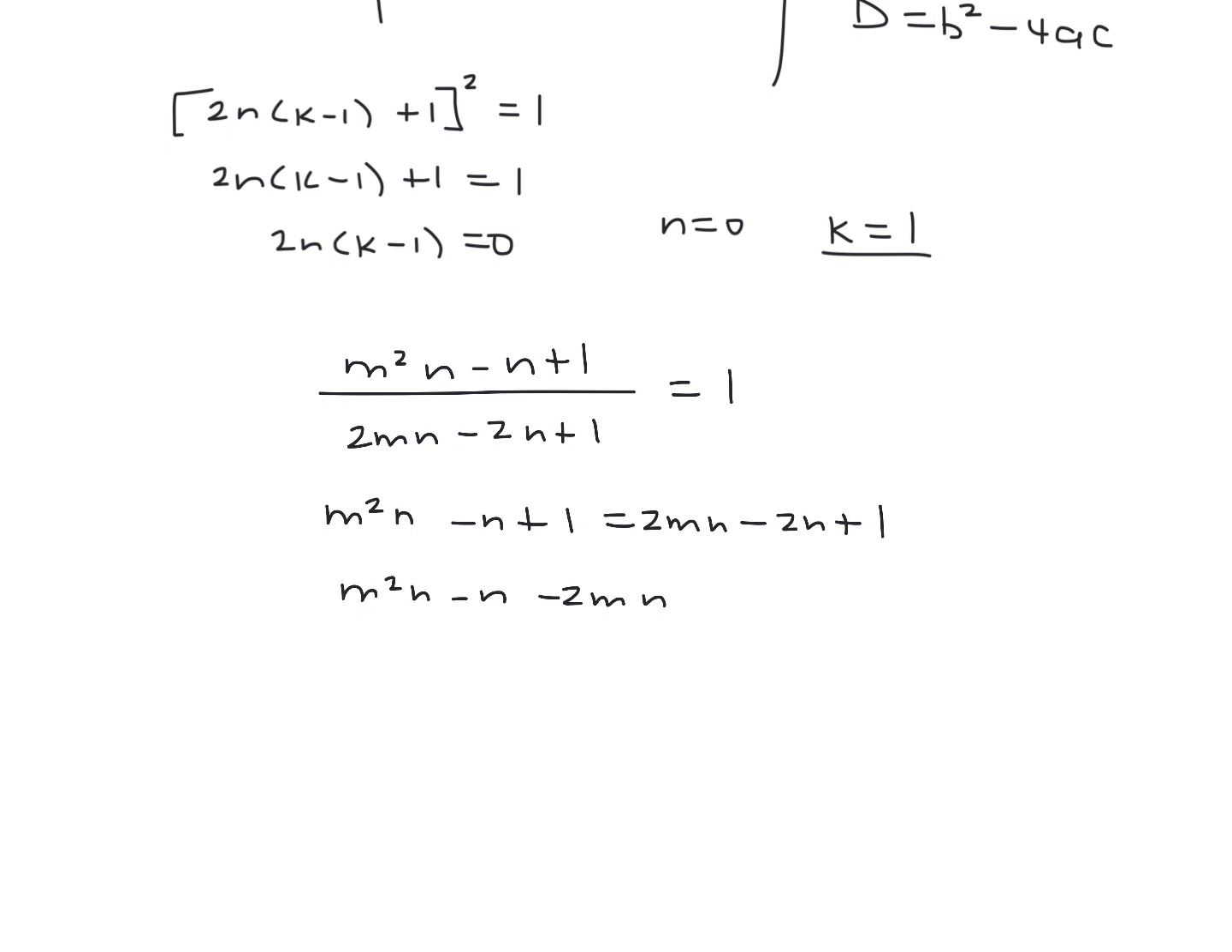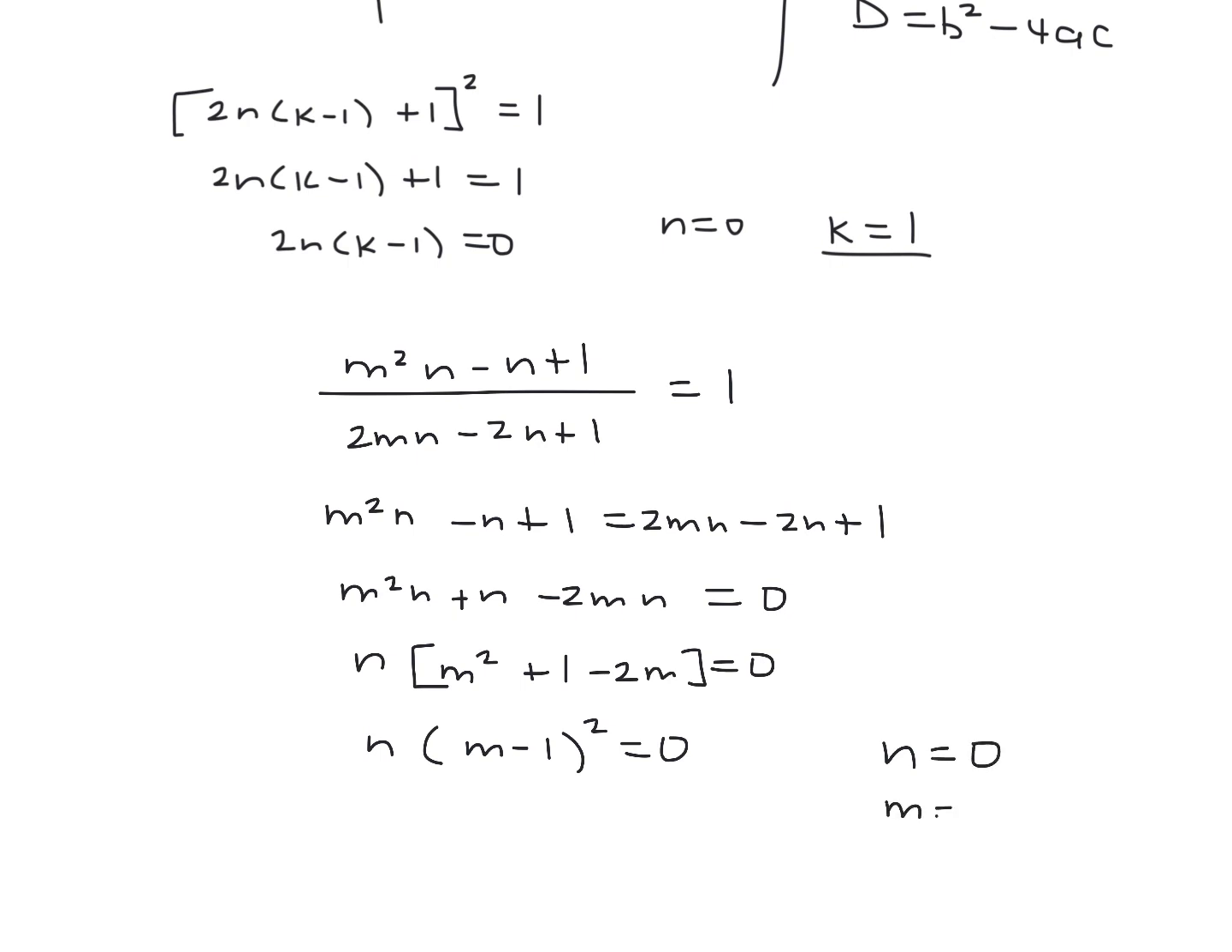I think this would be plus n, and then the 1's would cancel. And then I can factor out an n from this, and this is going to be m squared plus 1 minus 2m. And this in the middle here factors very nicely to m minus 1 all squared. So again, finally, we get to n equals 0 or m equals 1.